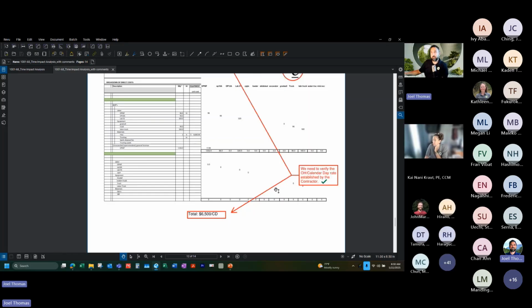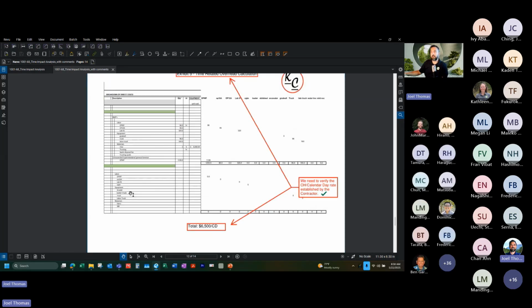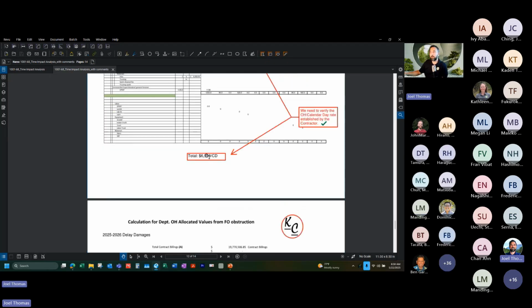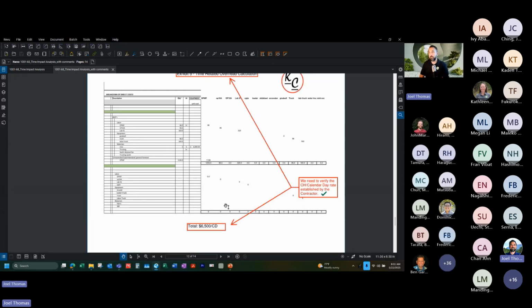The last piece of the puzzle here is looking at that overhead rate for the time-related overhead. It's usually just going to be a bunch of data that helps justify whatever number they've come up with. For the purposes of this, I'm just going to say, yes, this was good. We did come up with $6,500 per calendar day. And what I want to do now is take a look to try to find those concurrent delays.